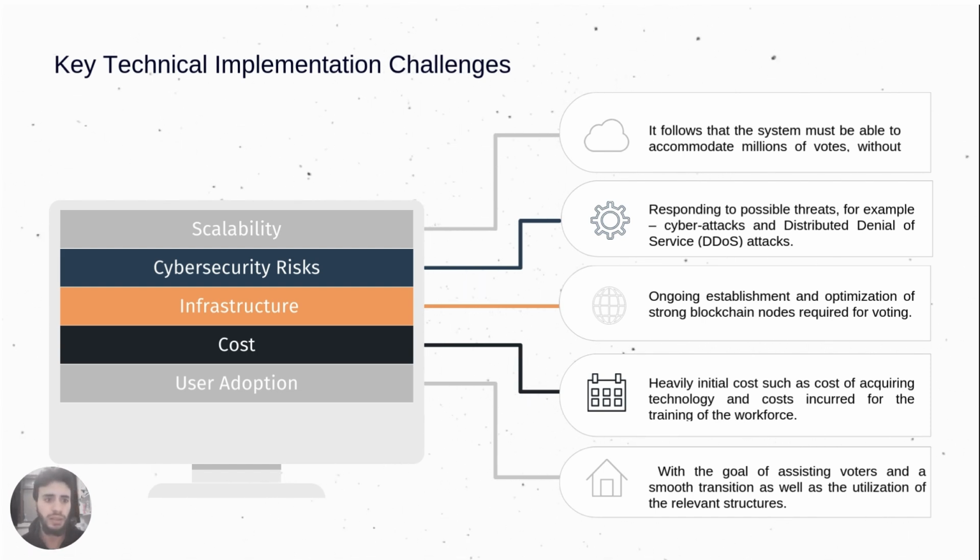The third part for me is the key technical implementation challenges, in terms of scalability, cybersecurity risk, infrastructure cost, and user adoption. We also should take care of latency in voting systems using these technologies. We must remember that maybe millions or thousands of people are voting each year, or maybe every 5 years, it depends.